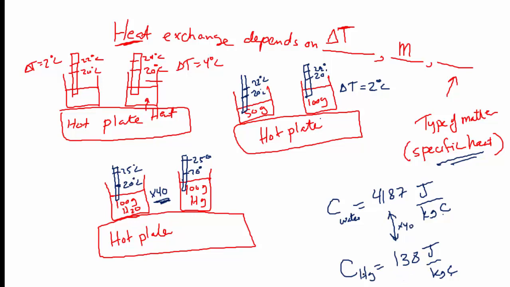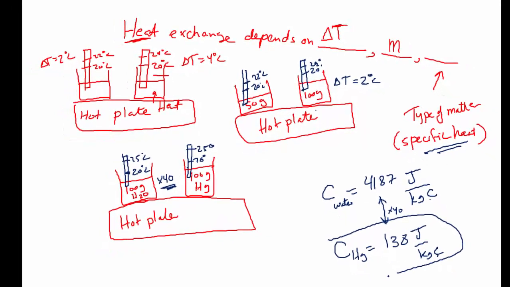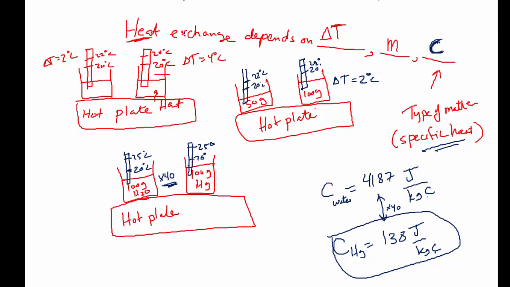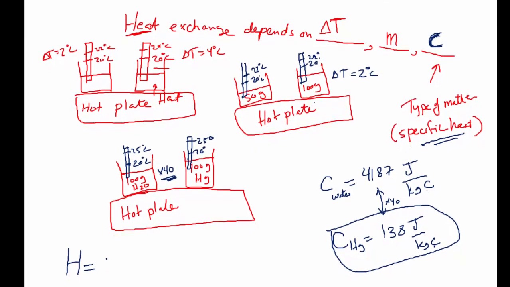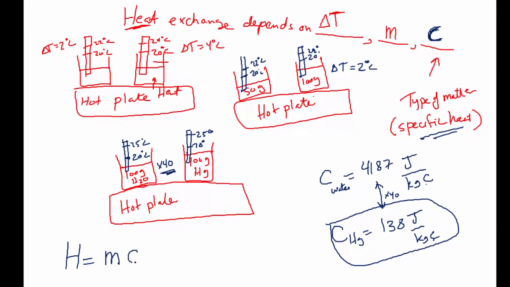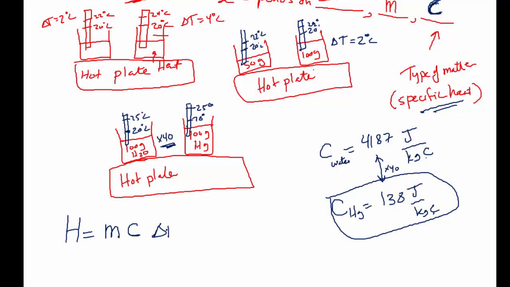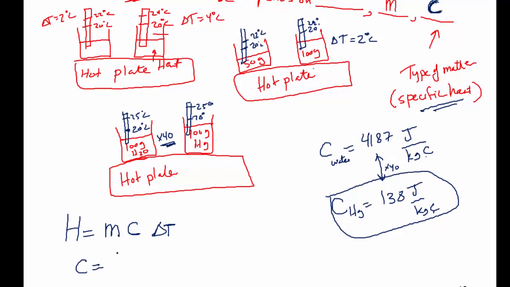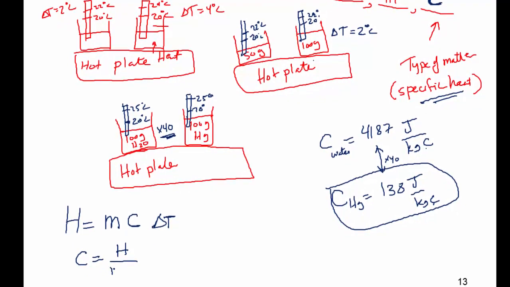Now if you look at this value, what does it mean? 138 joule per kilogram Celsius. So if you write this equation here, heat exchange equal to the change in the temperature times the mass times the specific heat. So heat H is equal to the mass times C, which is the specific heat, times the change in the temperature. Hence, specific heat is equal to the heat exchange divided by the mass times the change in the temperature. So the unit of the specific heat is unit of heat, which is unit of energy, divided by unit of mass, divided by unit of temperature. So it's joule per kilogram Celsius.